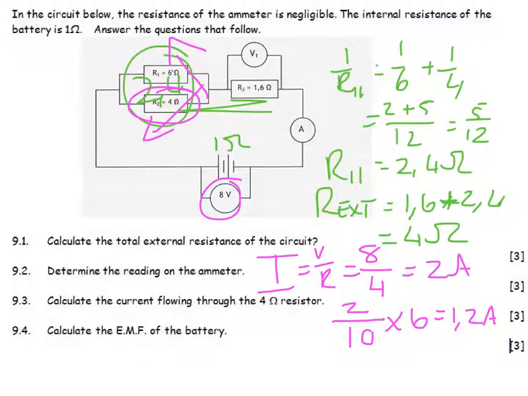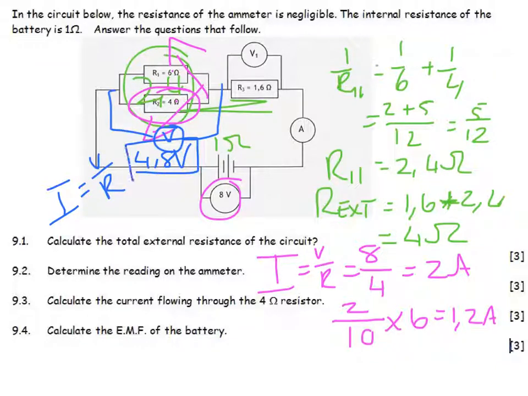There is another way to do it. You could have put in a pretend voltmeter over here, worked out that potential difference by saying 2 amps goes into the whole parallel network, and the parallel network is 2,4. So that voltmeter would have read 4,8 volts. Then you could have said current I is equal to V divided by R, which is 4,8 divided by 4, and I land up at 1,2 amps.